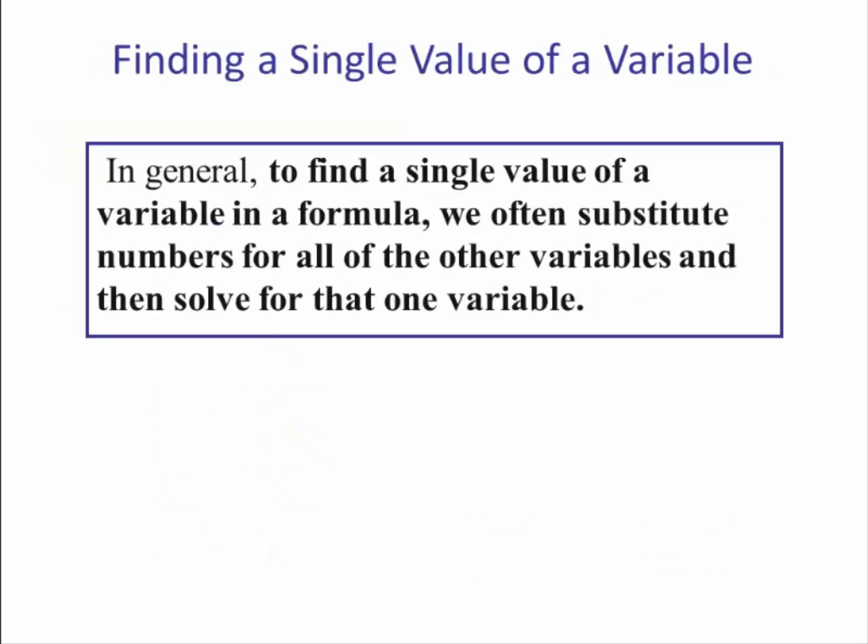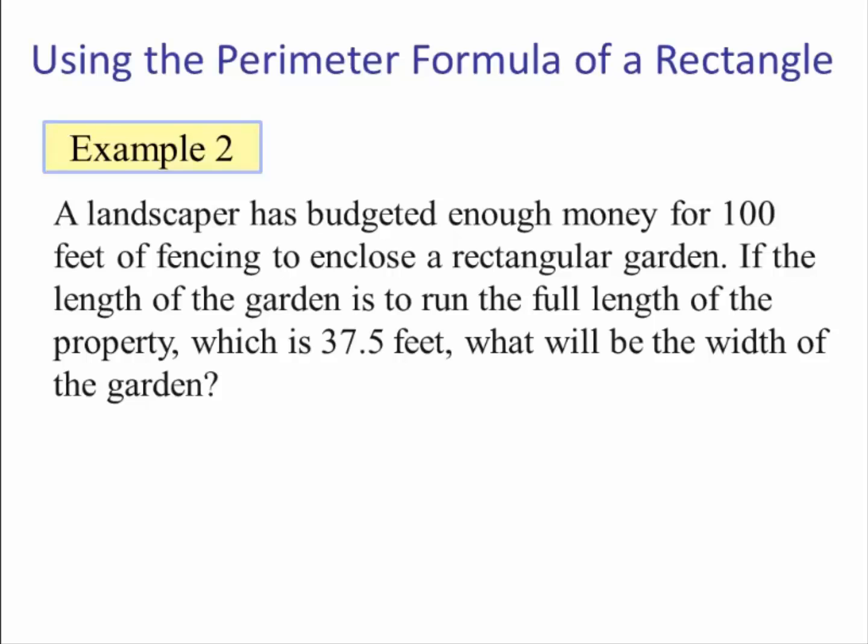In general, to find a single value of a variable in a formula, we often substitute numbers for all the other variables and then solve for that variable, just like we did in the previous example. Example 2. A landscaper has budgeted enough money for 100 feet of fencing to enclose a rectangular garden. If the length of the garden is to run the full length of the property, which is 37.5 feet, what would be the width of the garden?